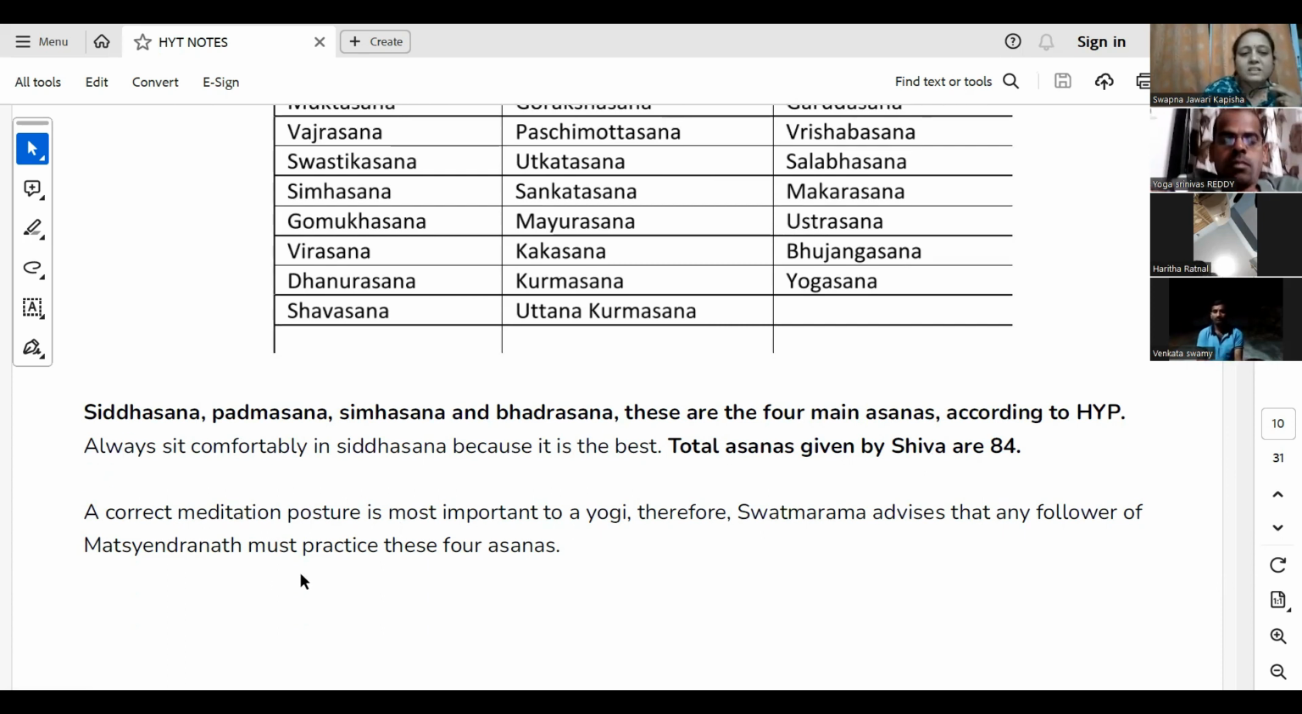Again, here it has been said that a correct meditation posture is very much important to a yogi, because that is the posture which would lead to the higher consciousness. So that's why Siddhasana is preferred.